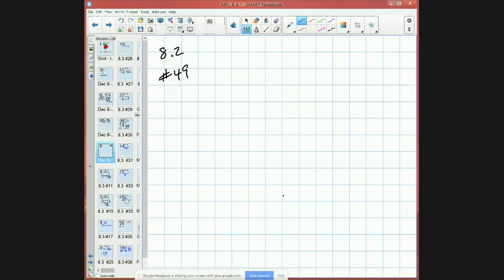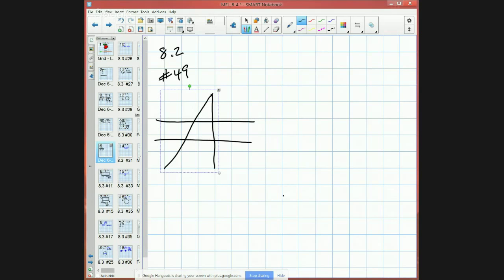Okay, 8.2, number 49. So we've got these lines, and you're supposed to find the measure of angle BCD. I guess I better make a drawing here. So we've got a vertical line, we've got this one on an angle, and we have these.